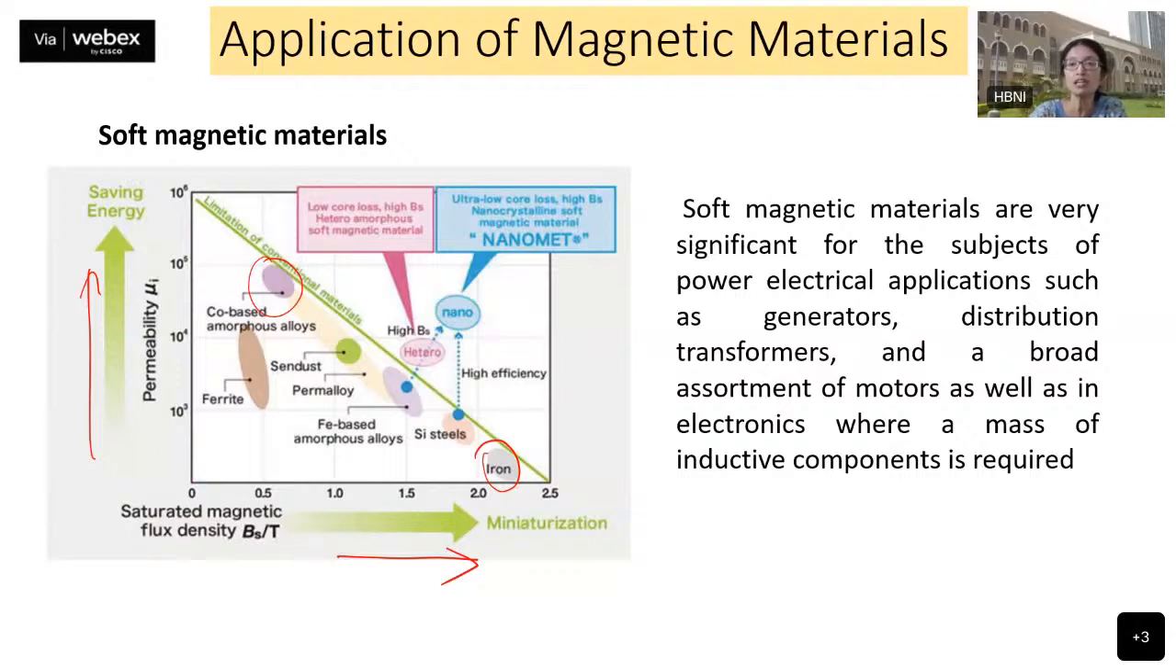So iron is mostly a hard magnetic material. Whereas if the saturated magnetic flux density is a bit low but the permeability is very high, these are very good soft magnetic materials. And somewhere in between the hard and the soft, you have materials with medium saturated magnetic flux density and also appreciable permeability. Those are basically the cusp area lying between hard and soft magnetic materials.